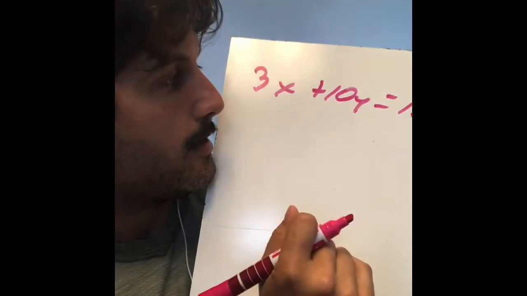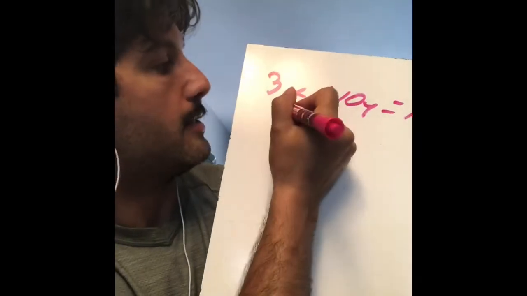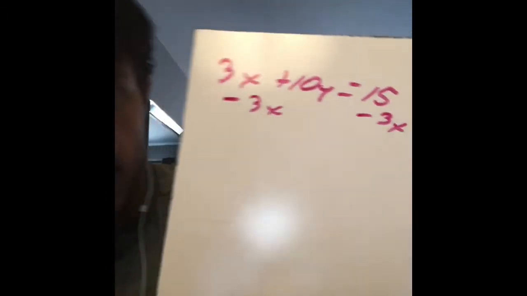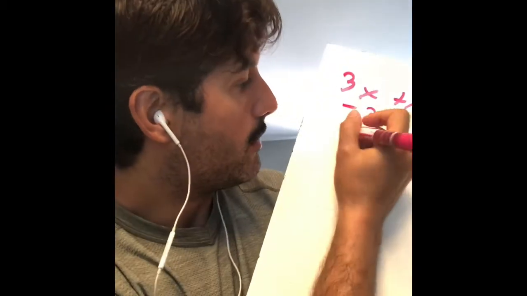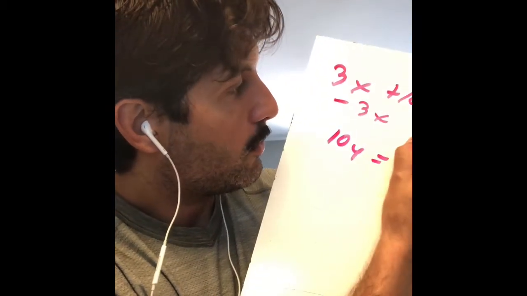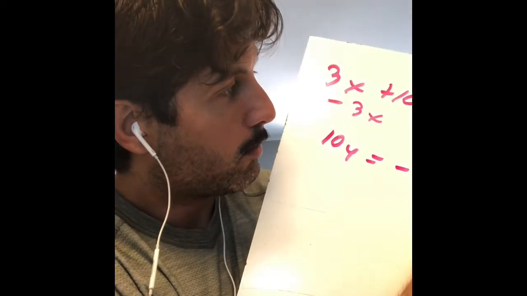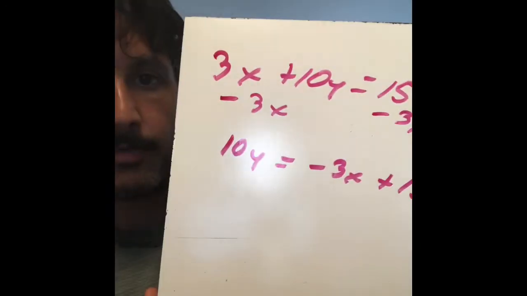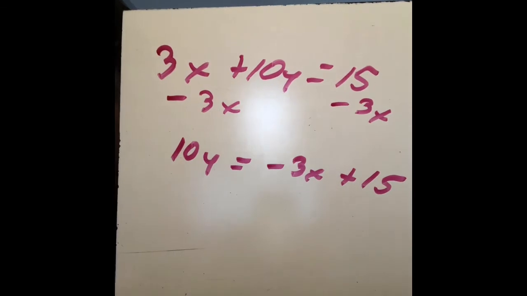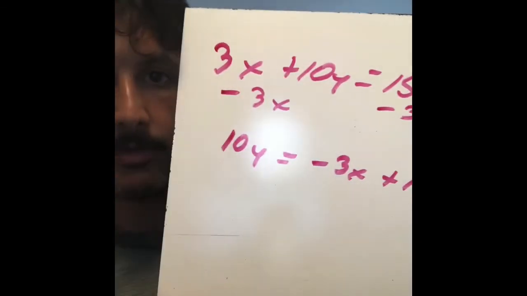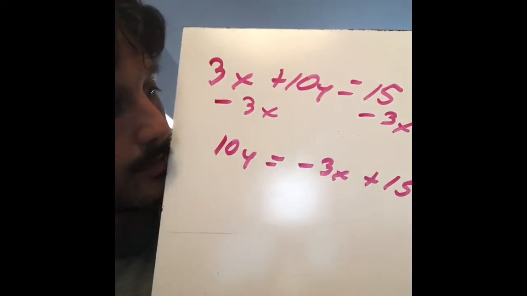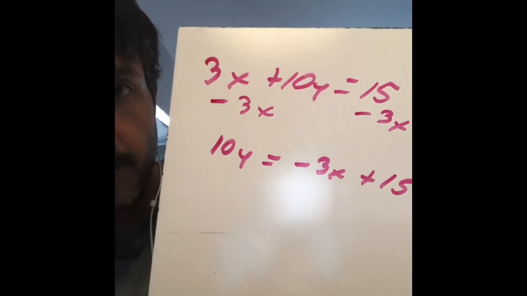So let's get the 3x to the other side by subtracting 3x. And what you do to one side, you must do to the other side. We're using reverse BEDMAS, same as before. So you end up with 10y equals negative 3x plus 15. That 15 on the other end is a positive 15. So we have positive 3x, positive 10y, positive 15. To get rid of a positive 3x, we subtracted it. So we move that negative 3x over. And now we're at 10y equals negative 3x plus 15.